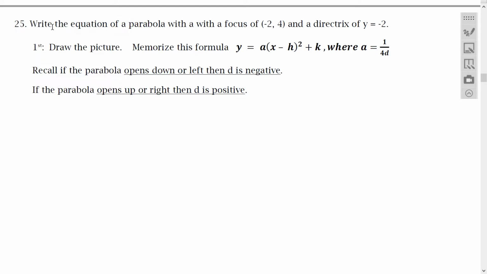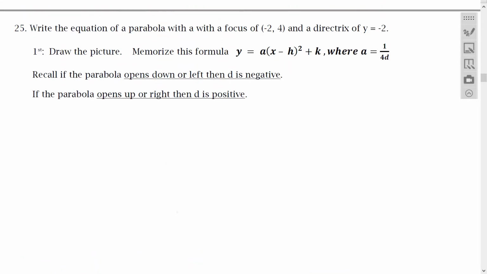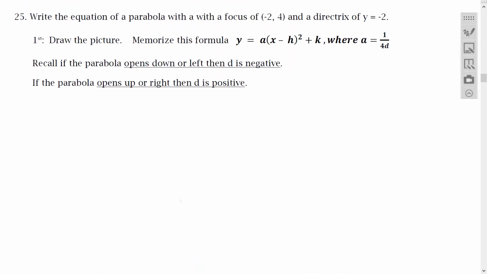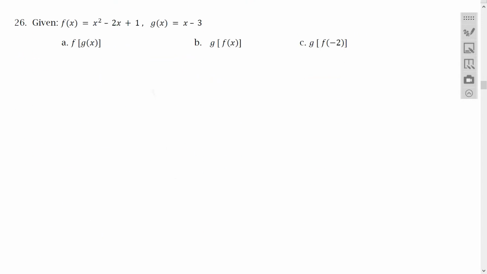All right, write the equation of a parabola with a focus of (-2, 4) and a directrix of y equals -2. Draw the picture, memorize the formula: y equals a(x minus h) squared plus k, where a equals... I'm going to be honest, I don't think we did this, so we're going to skip this one. I'll cross this out. I don't think we did that one.